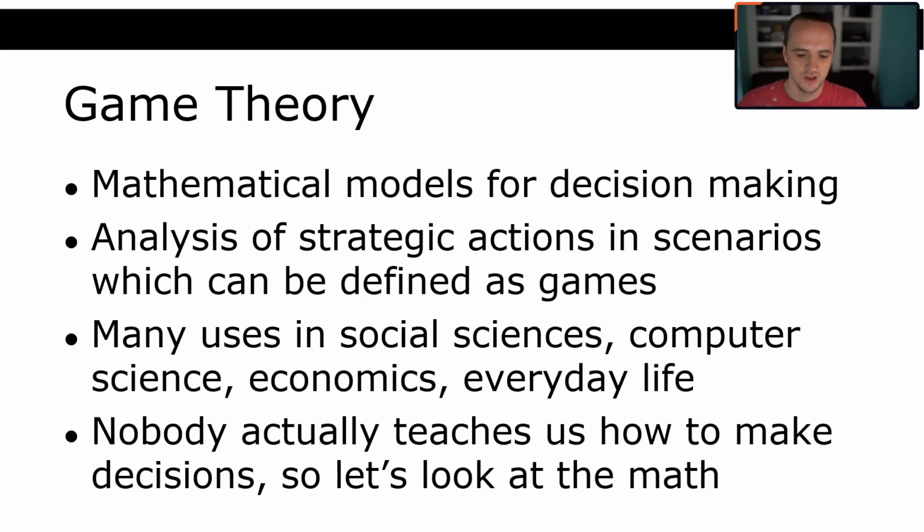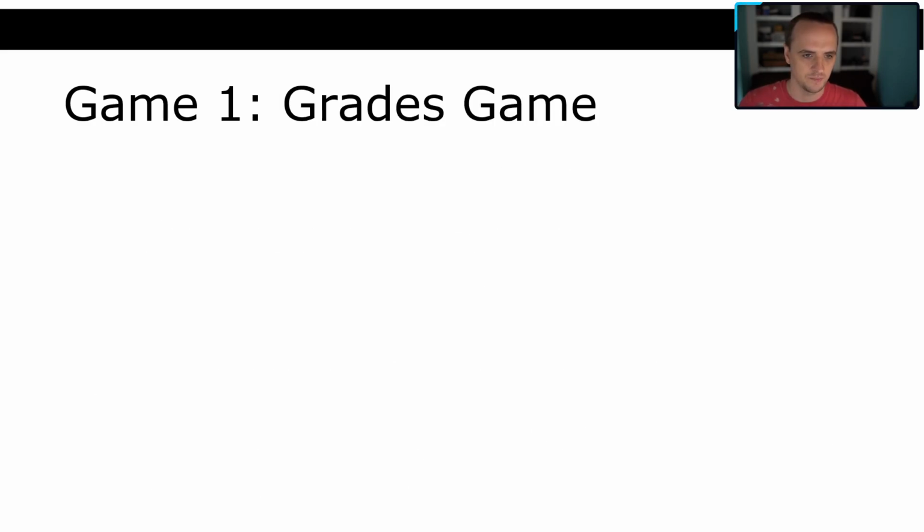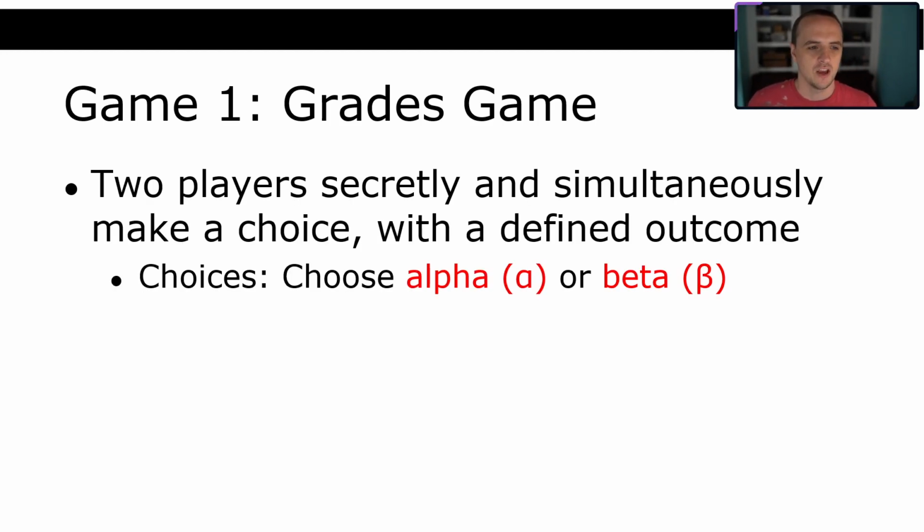We're going to have examples right out of the gate. So let's look at something that's called the grades game. The grades game is where two players, two people, let's say two students in a class, maybe you and your friend, maybe you and someone that you don't know, secretly and simultaneously make a choice with a defined outcome. So the choice here is that you're either going to choose alpha or you're going to choose beta.